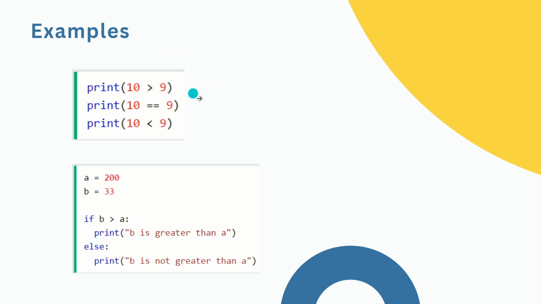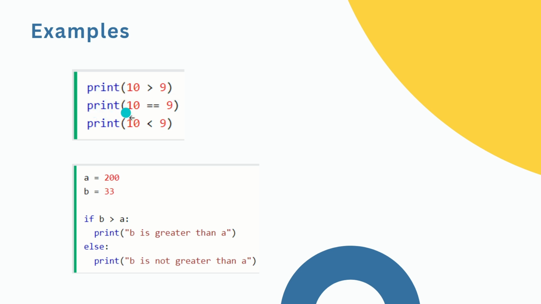And the examples are, let's say if you want to print this, so if you print 10 is greater than 9. Now since this is not in double or single quotes, this is not a string and it is a logical expression, so this logical expression will either be true or false. In this case 10 is greater than 9, that is absolutely true, so this will print true for us.